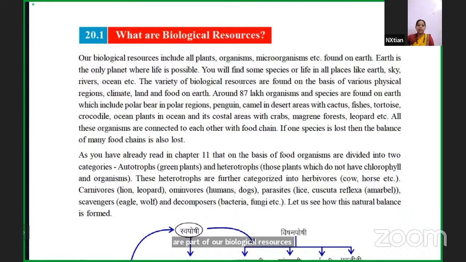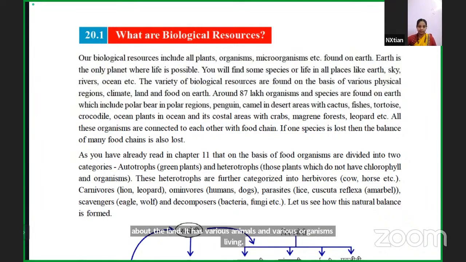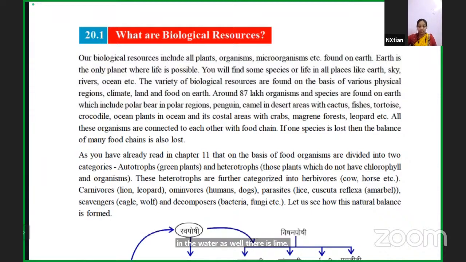Earth is the only planet where life is possible. So we will find some species of life in all places like earth, sky, river, ocean, etc. We know that all of these spaces have life in them. If we talk about sky, it has birds in it. If we talk about the land, it has various animals, and various organisms live in the water as well. There is life because there are living organisms in the water as well, the fishes and all.